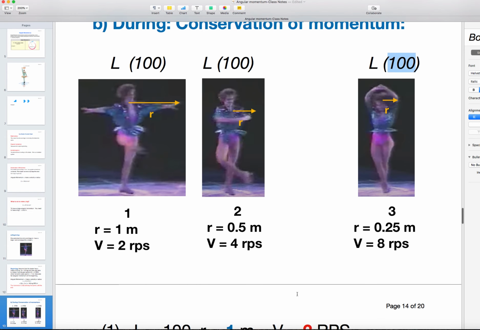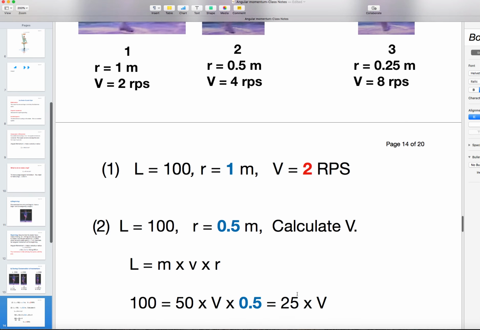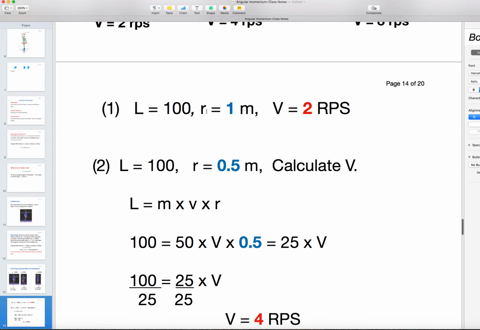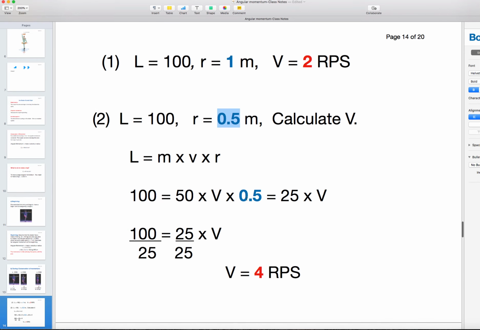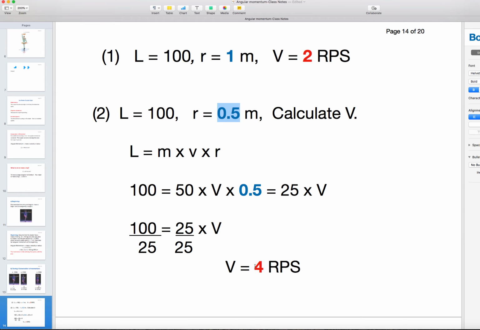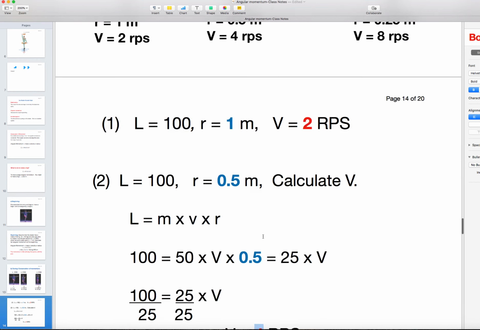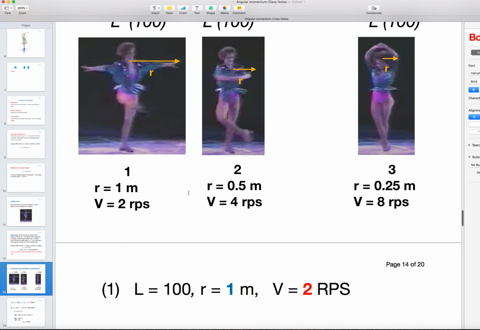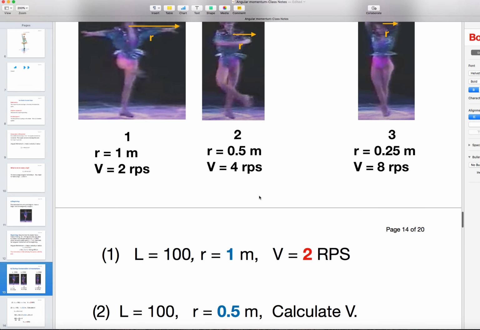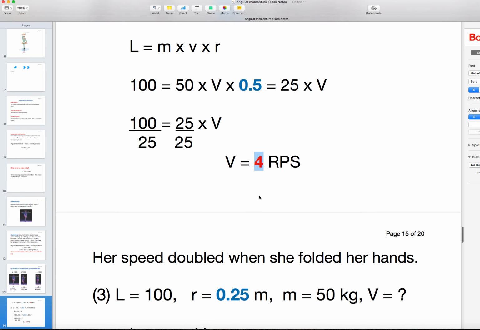So if we do the calculation, we come up with this. When the momentum is conserved at 100 and the radius here is 0.5 meters, we can calculate her speed. So when she pulls her arms in, her speed will be 4. So it doubled from 2 rounds per second to 4 rounds per second here. Okay.